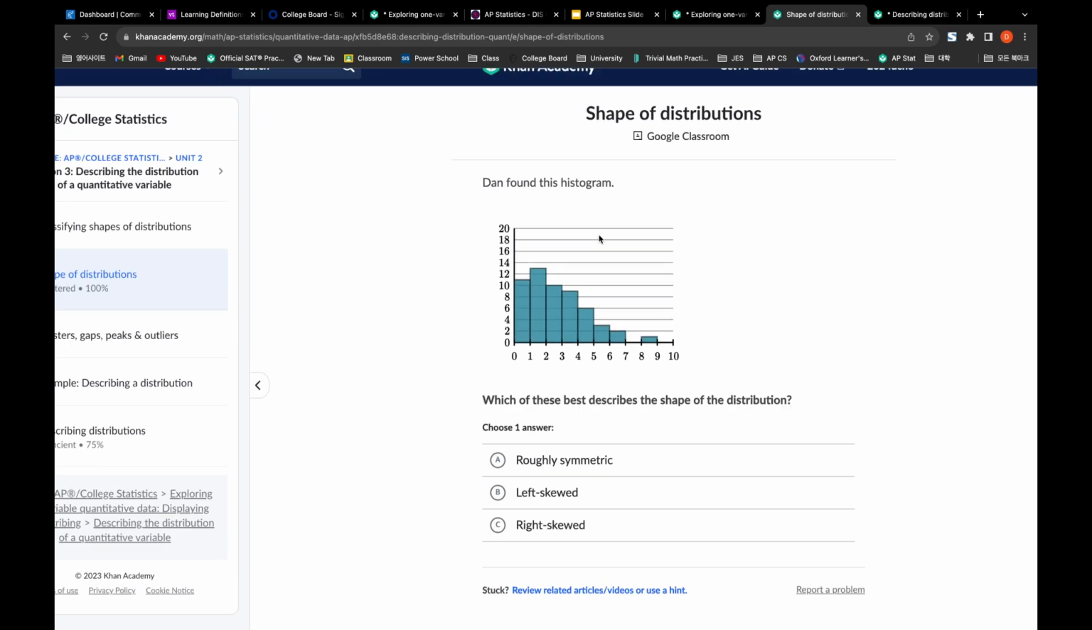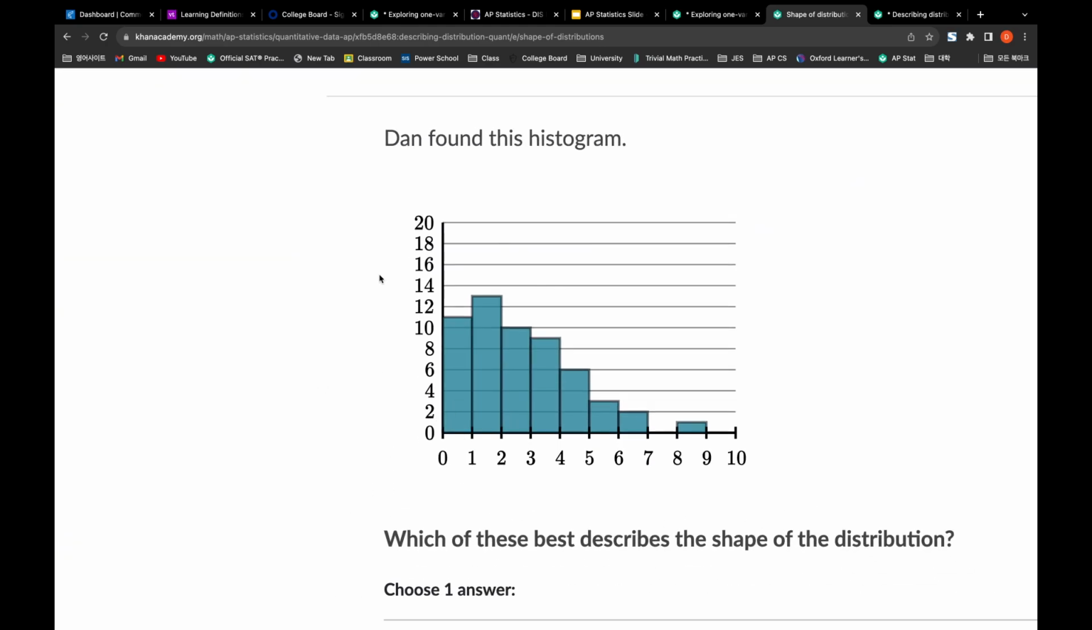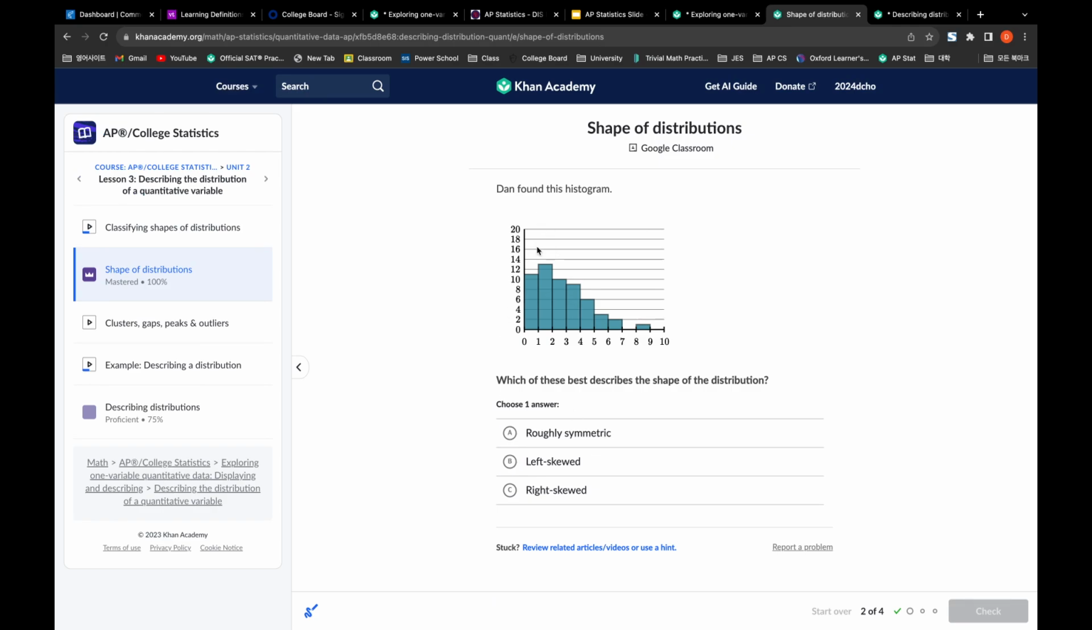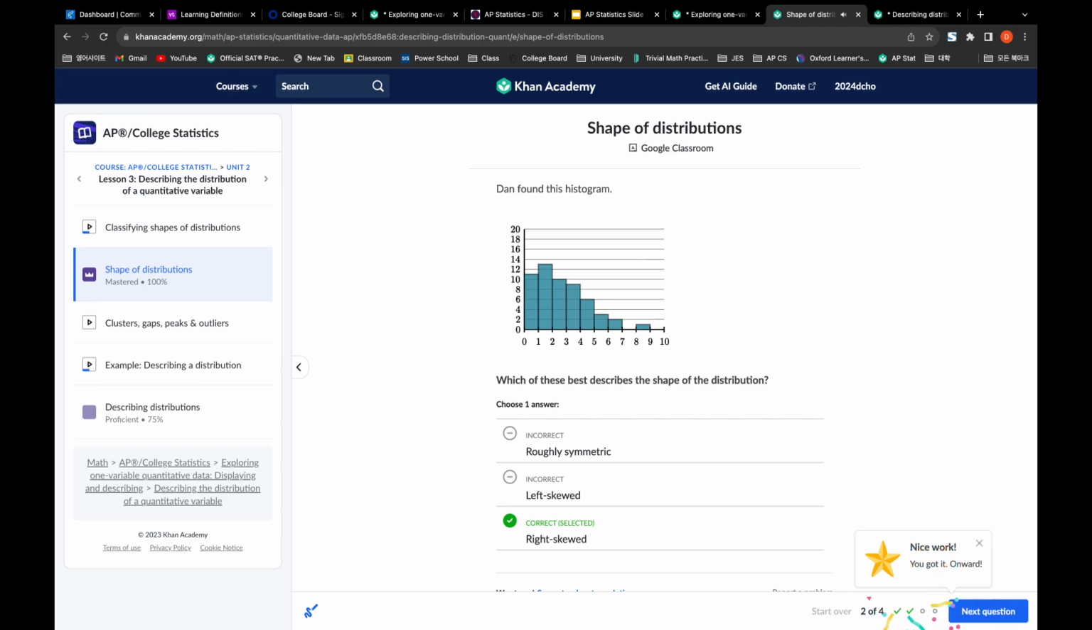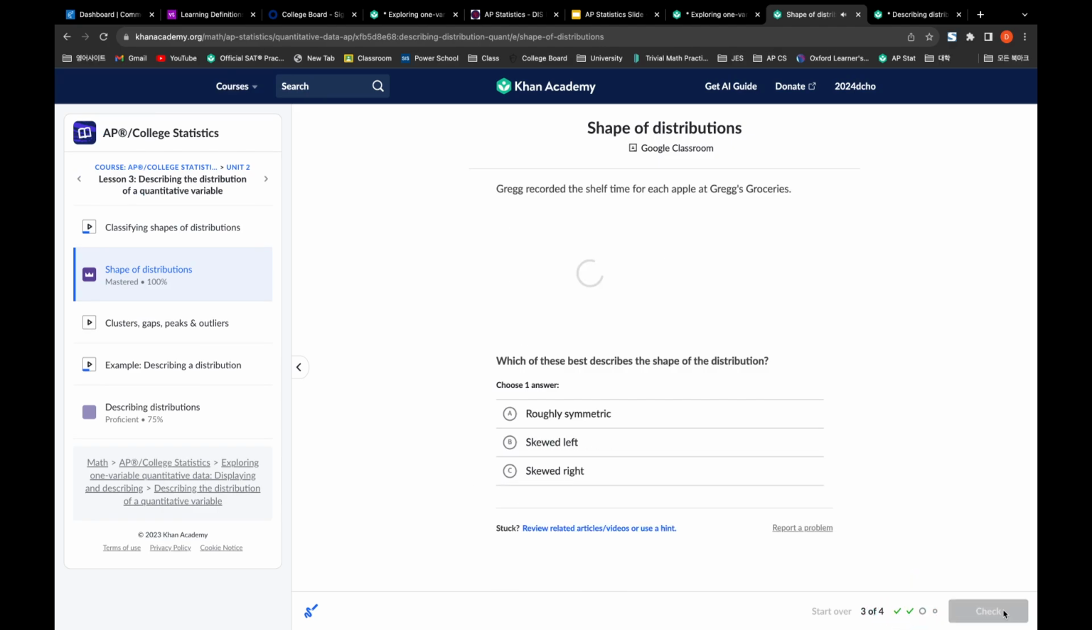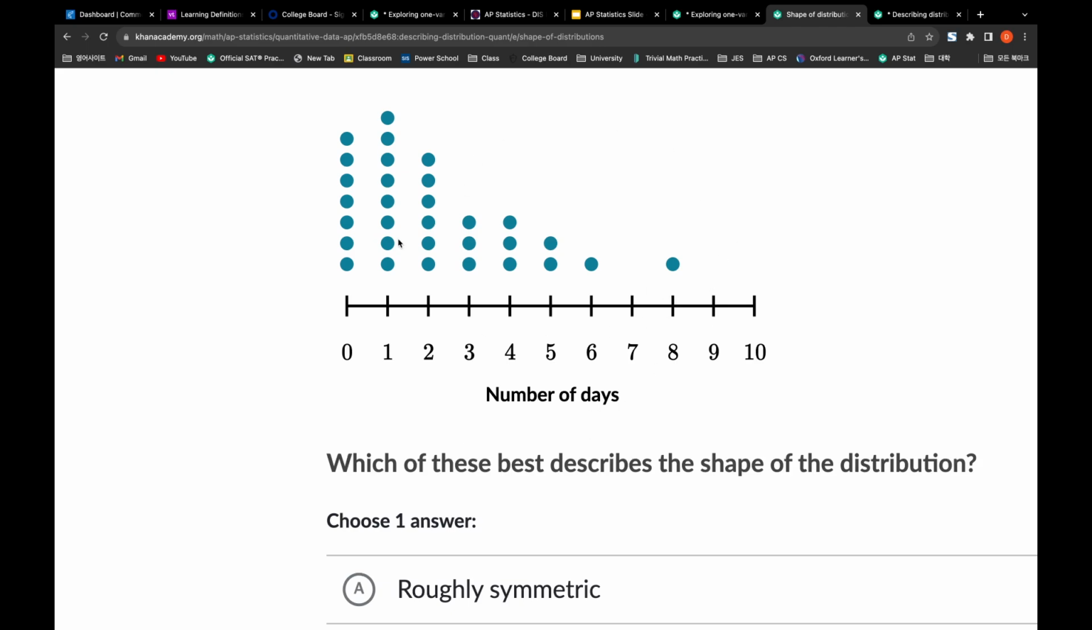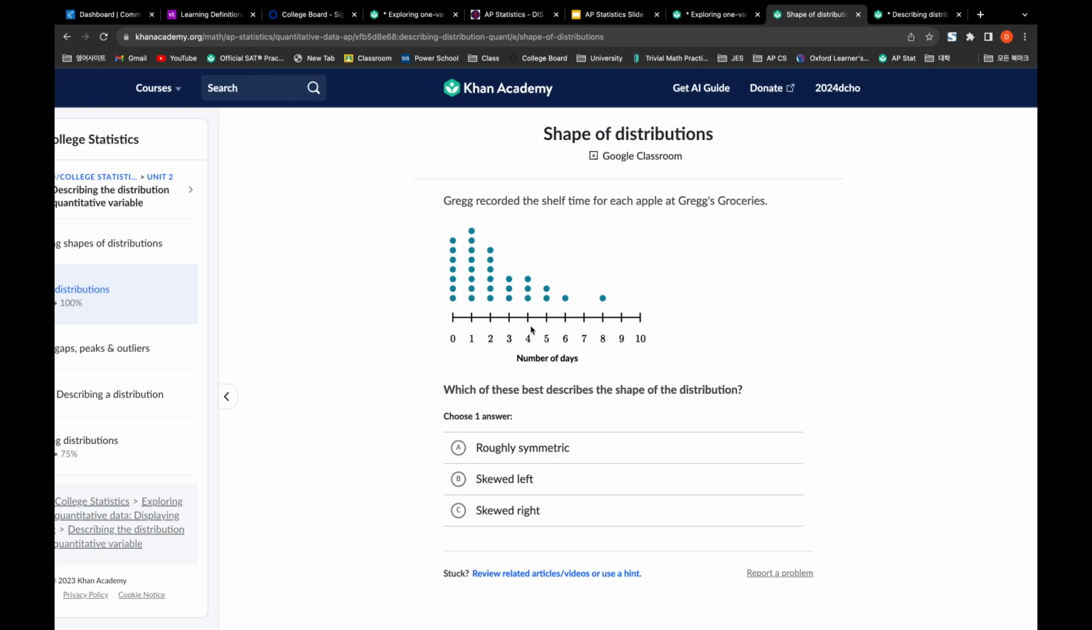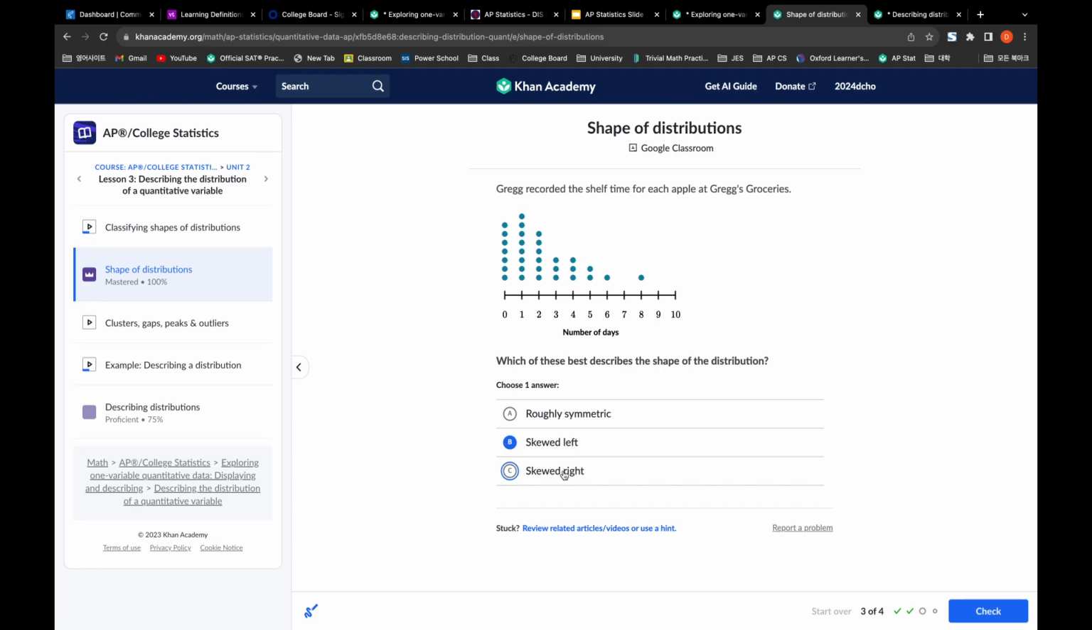And this one. As you can see, the data are focused on the left side and there are only a few data on the right side. So this is skewed to the right. Let's move on. Greg recorded the shell time for the... Okay, this one is also skewed to the right because we have smaller data on the right side and more data on the left side.